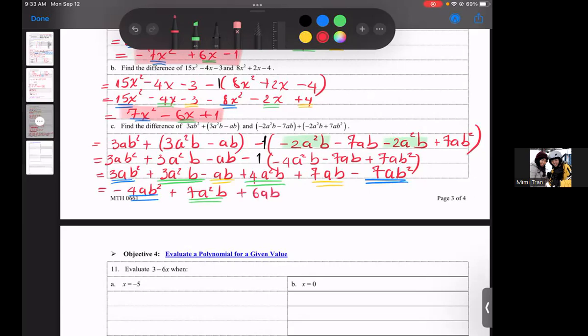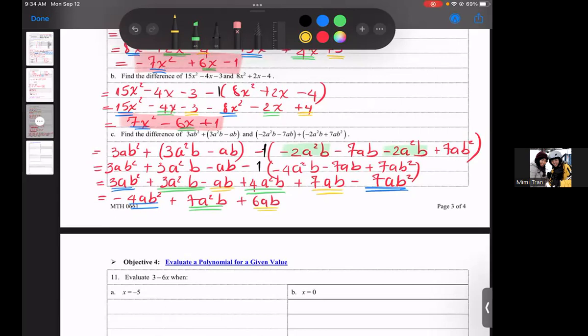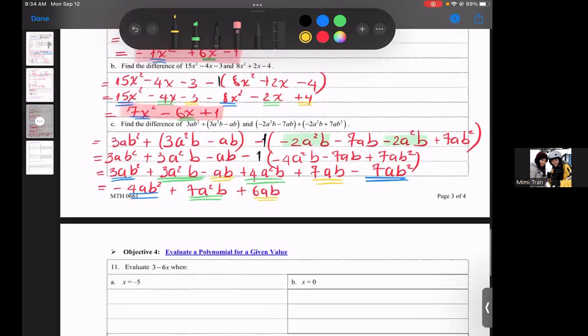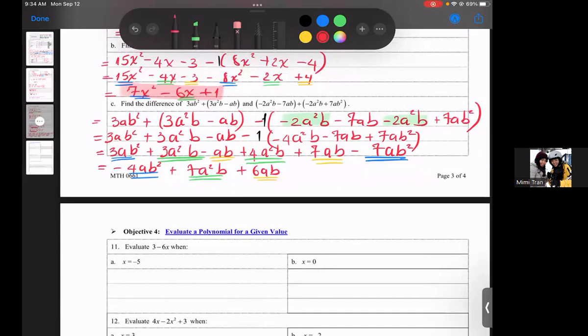Am I done here? There's nothing more I can simplify, but am I done here? Okay, maybe I'm done here, but that's because the question didn't state to write it in descending order, right? If on the exam they ask you to write things in descending order, what would you write? Maybe one last step.